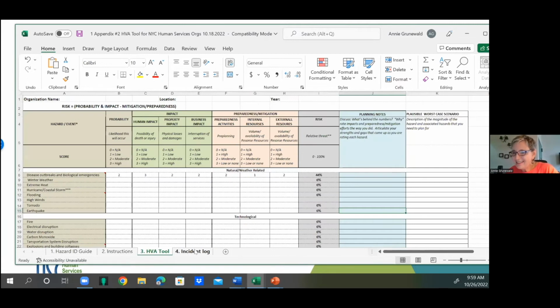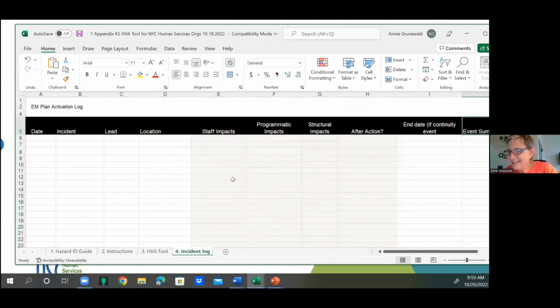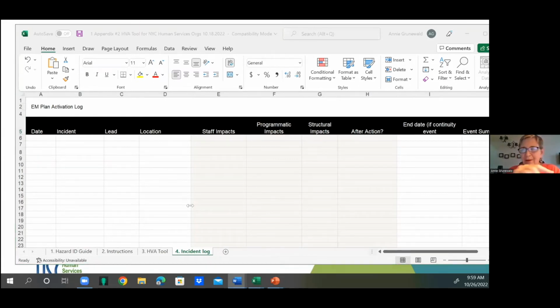Okay, the last tab is just a place for you to log your events. Why is this important? Because it creates a historical record. So not just for you, but really for everybody that comes ahead of you.